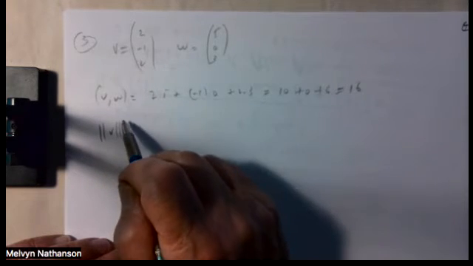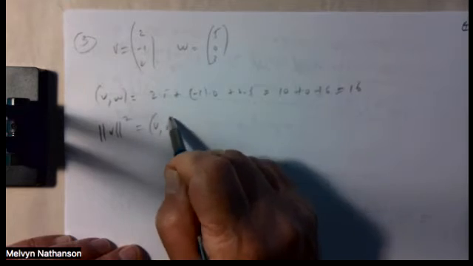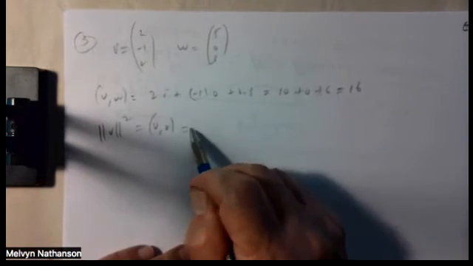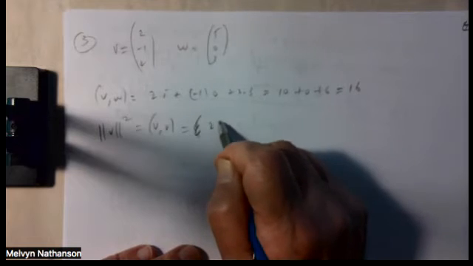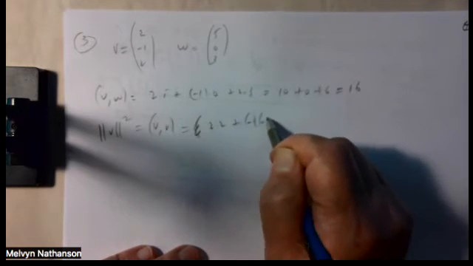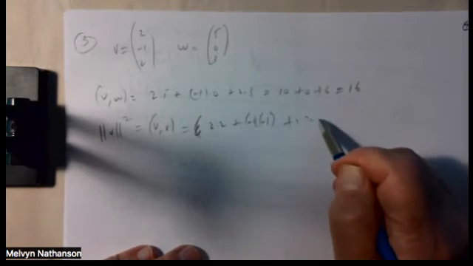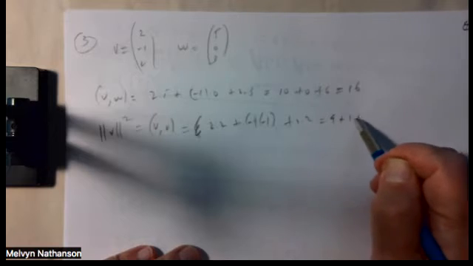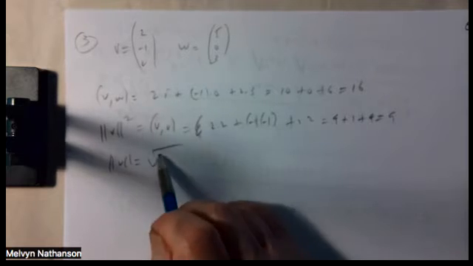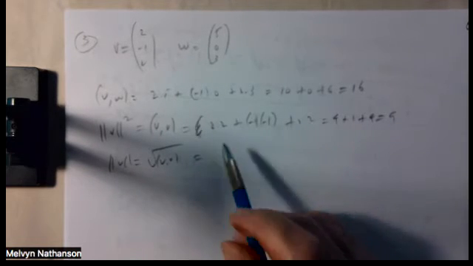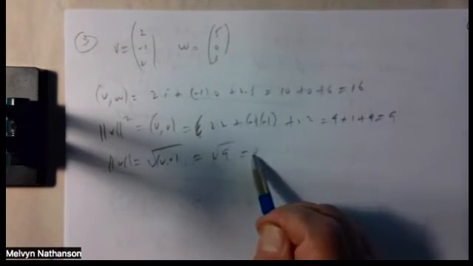The length of v squared is the inner product of the vector v with itself. So when you take the inner product of this with itself, it's 2 times 2 plus minus 1 times minus 1 plus 2 times 2. That's 4 plus 1 plus 4, that's 9. So that's the square of the length. So the length is the square root of the inner product of the vector with itself. That's the square root of 9. So this vector has length 3.